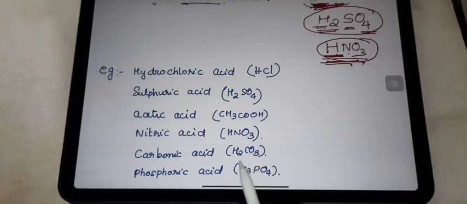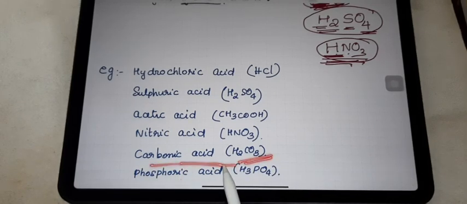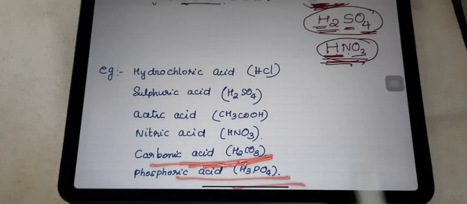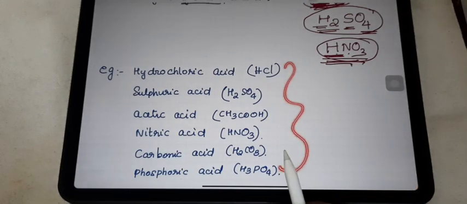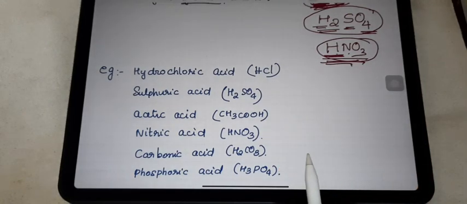Then carbonic acid is an edible acid. Why? Because carbonic acid is present in soft drinks, soda and so on. Phosphoric acid is another example of an acid also. So I have given different types of examples of acids here.